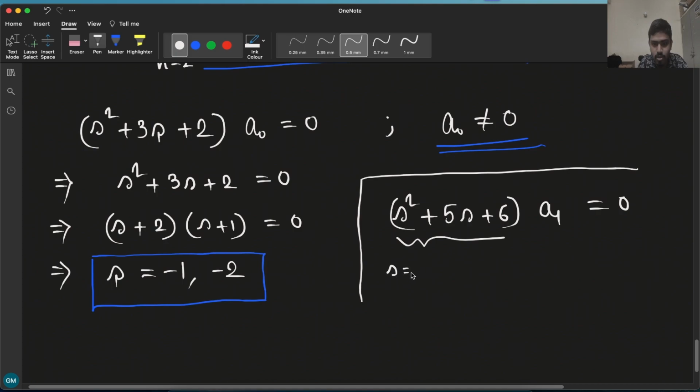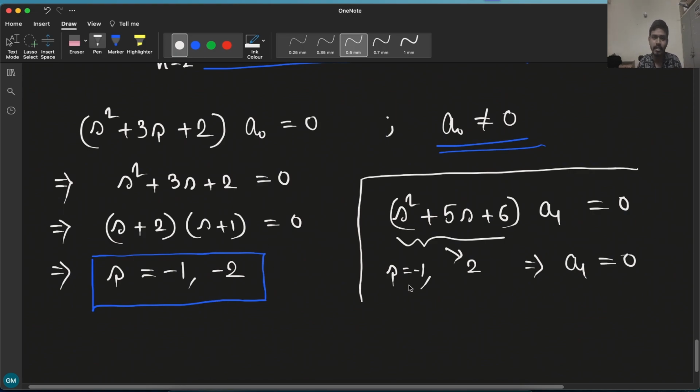If I put s equals minus 1, in that case this term will be 1 minus 5 plus 6, which is 2. 1 minus 5 plus 6 is 2, right? So this term is not equal to 0. That means it implies a1 must be 0. Otherwise we cannot take these two values of s.